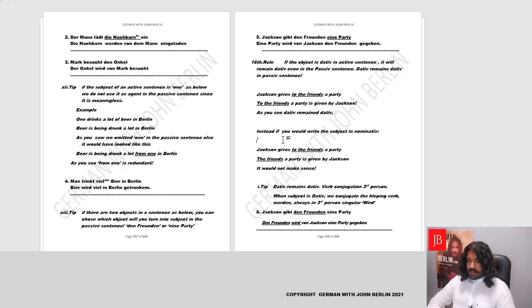Yes. And when you conjugate the verb werden, you will conjugate it in third person singular. What do I mean by that?